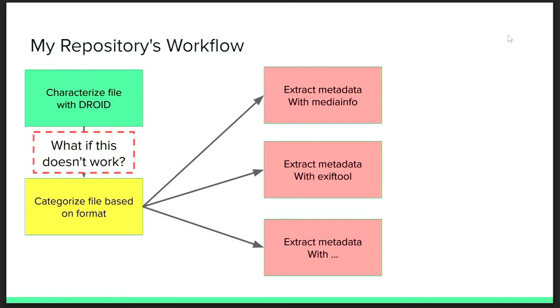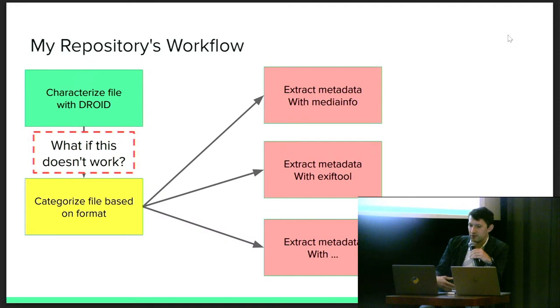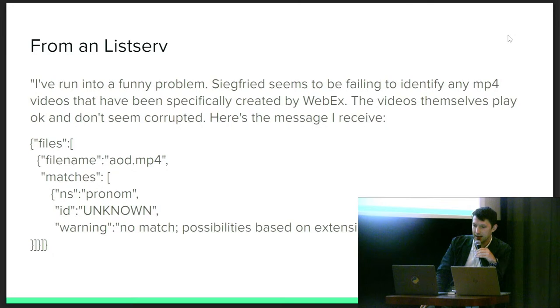This first step: what happens when a file isn't matched against any PRONOM profile, or it matches the file to more than one PRONOM profile? If that happens, I as a user can research the issue and come up with an alternate solution. But my repository system can't do anything. It deals in binaries. So the file is either a specific PRONOM format or it's nothing at all to my repository. And here is an example of exactly that happening.